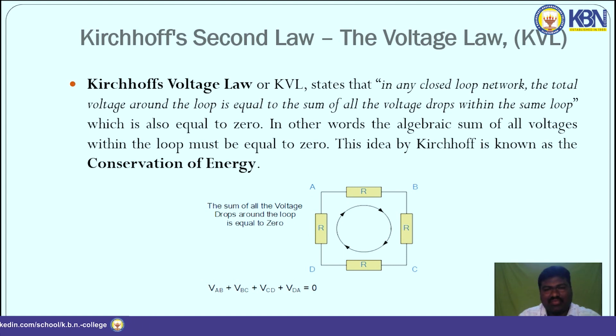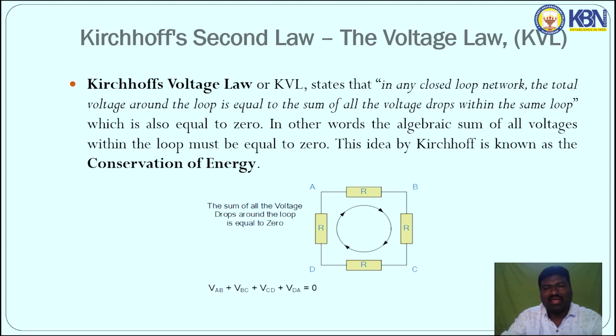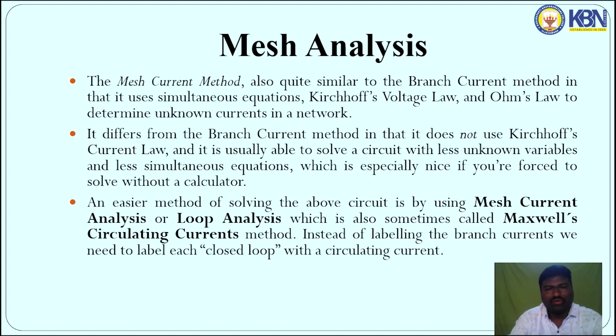Here, the diagram represents A, B, C, D terminals. In each branch we have a resistor. The current flowing through the loop is a closed path. The sum of voltage drops around the loop must be equal to 0. A to B, B to C, C to D, D to A. That means VAB plus VBC plus VCD plus VDA, and the sum of all voltages is 0.